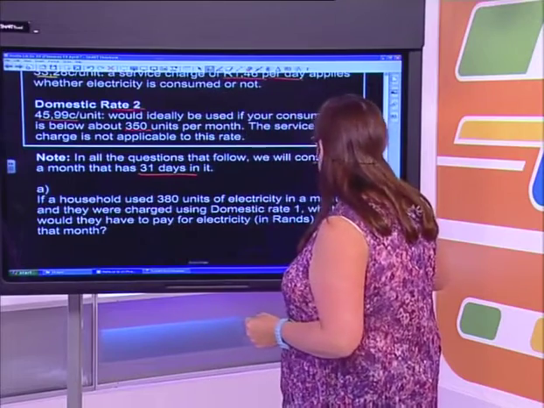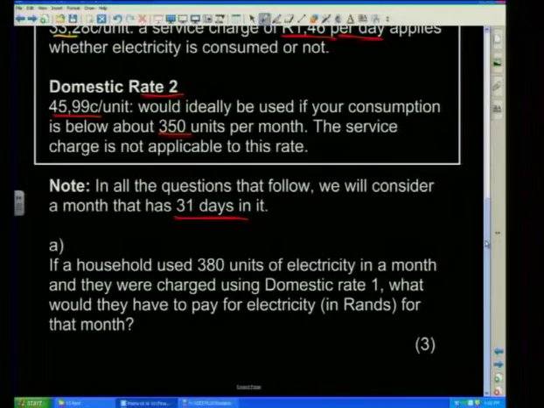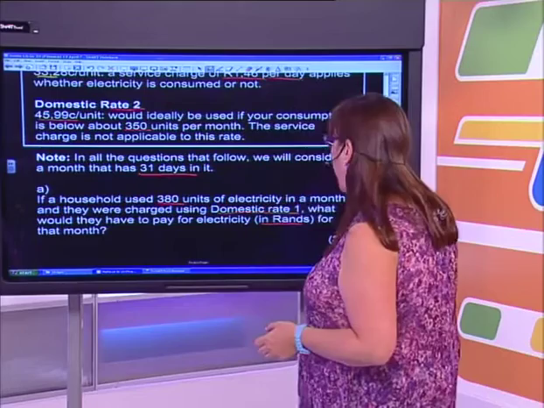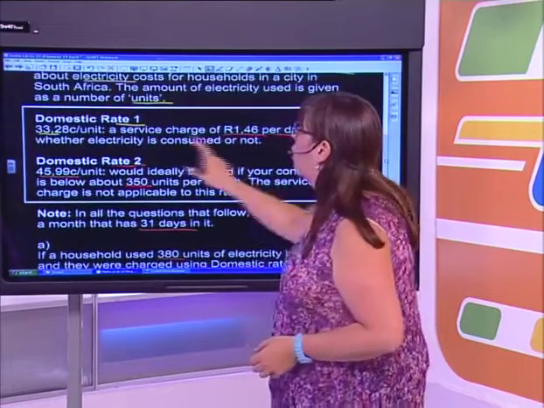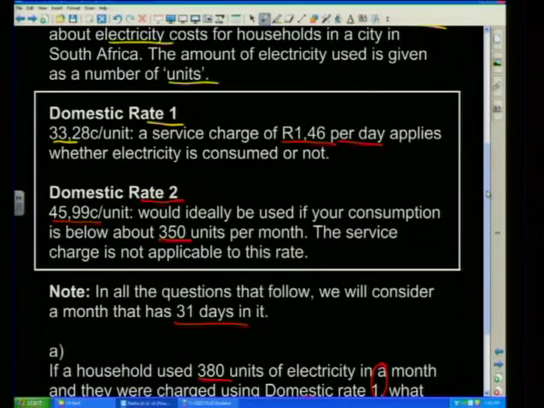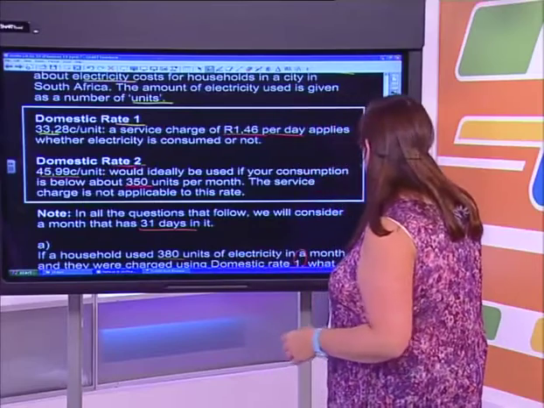Now, question A says, if a household used 380 units of electricity in a month, and they were charged using the domestic rate 1, what would they have to pay for electricity in rands for that month? Okay, so there's quite a few things that we need to do. Let's go back to our rate 1. We're dealing with rate 1, and we've got 33.28 cents per unit. So we can calculate how much it'll cost them for the units that they use. Let's start with that step.